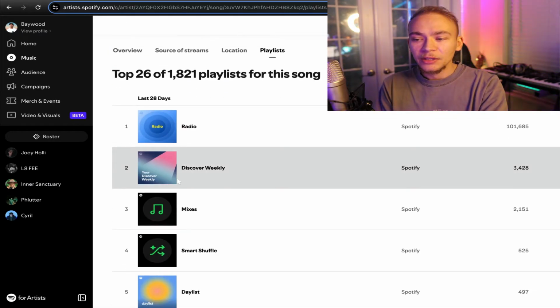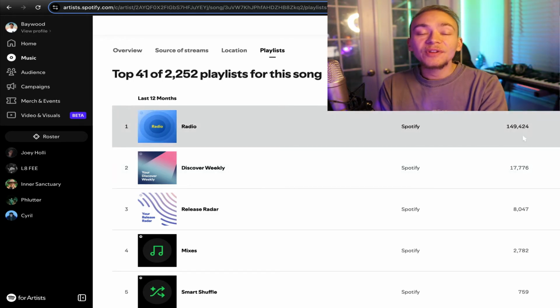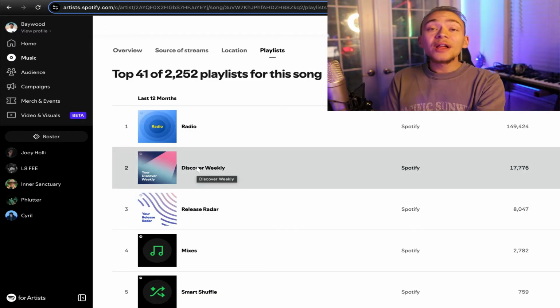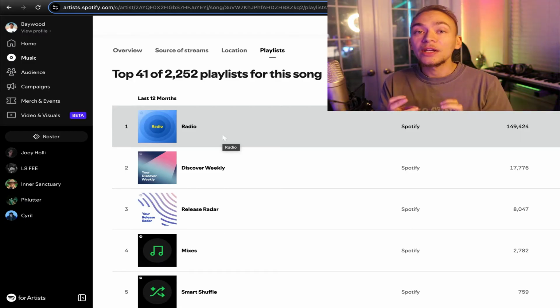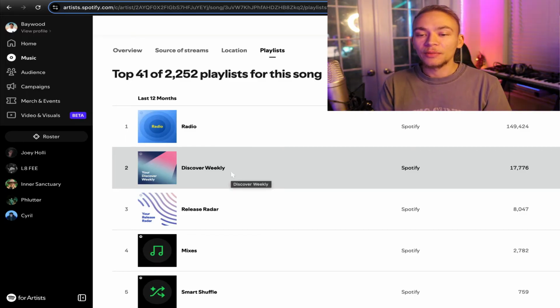In the playlist section, look at this. If I go to the last 12 months, 150,000 streams from radio and 18,000 from Discover Weekly. What I realized about radio is Spotify is really pushing their radio algorithm way more than Discover Weekly. And that's the new way to get an algorithm. If you start seeing radio streams from your song, I'm telling you, it's gonna do well.